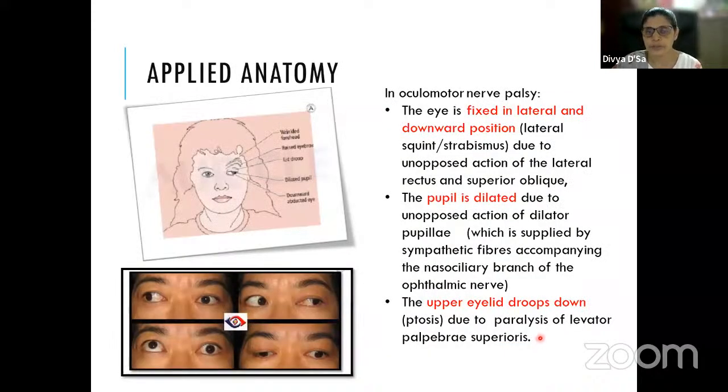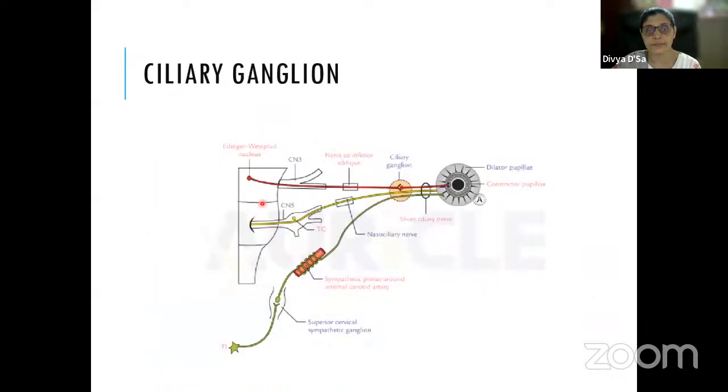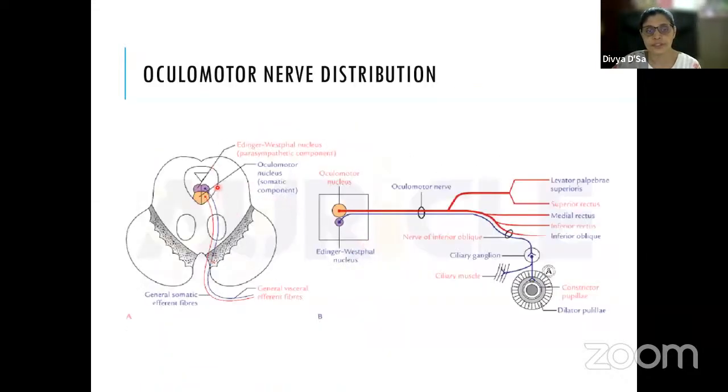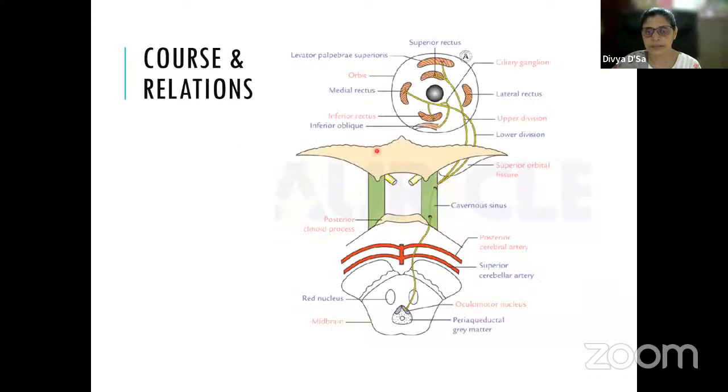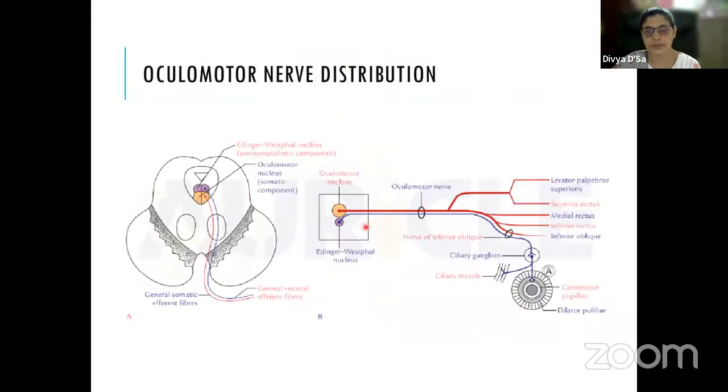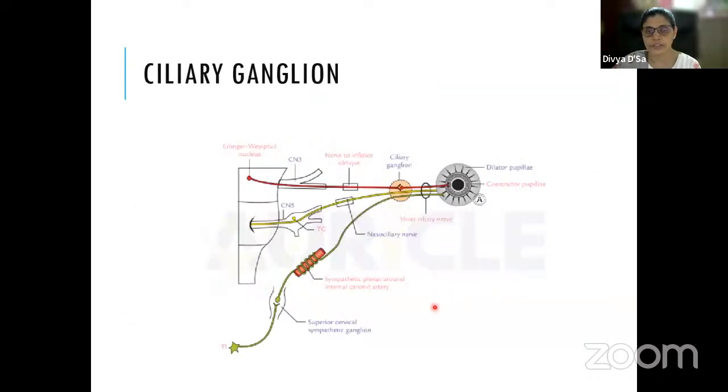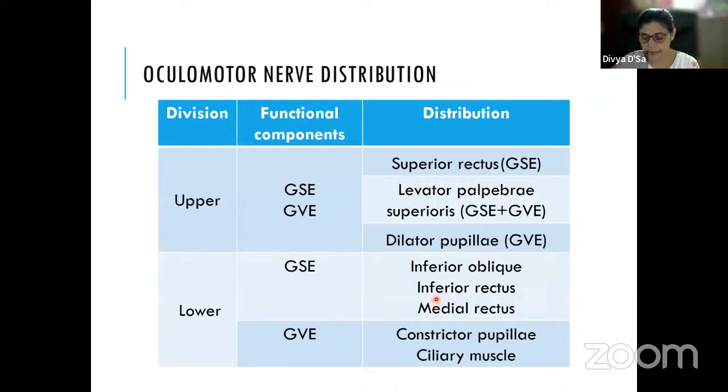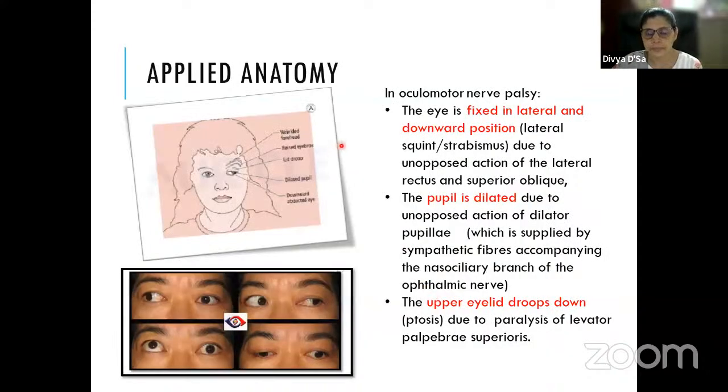Next, you have to write about the oculomotor nuclei. You can draw diagrams showing the nuclei. If you're able to draw this pathway diagram, it's well and good. Otherwise, you can draw this diagram with a schematic representation of its supply. And an anatomy answer should always end with applied anatomy.